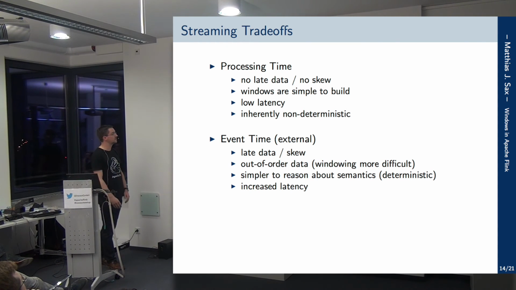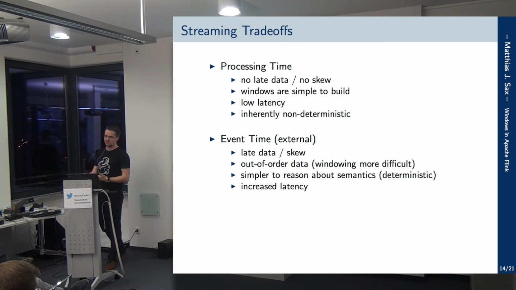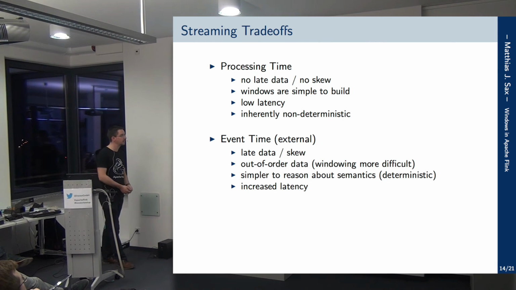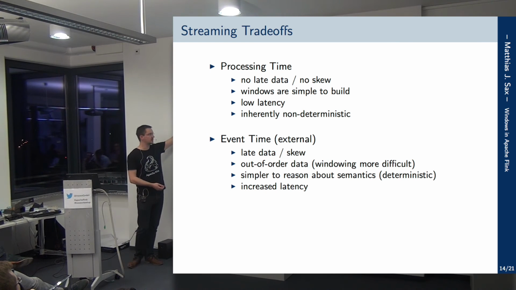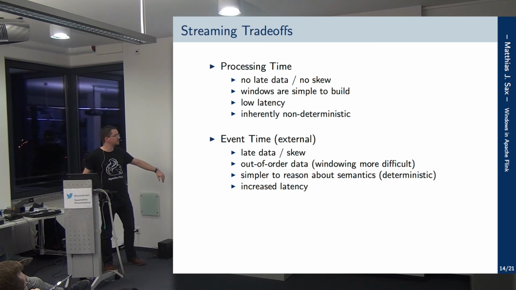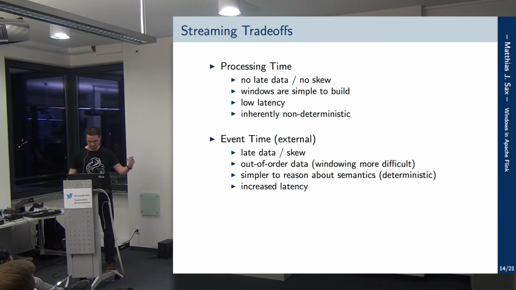Then the next thing is event time. And that is important, it's external event time. That means when the data is ingested, it carries already a timestamp from the device that created the data. In this case, we have the problem that data can be late. We have skew, that is what we saw already. Data can arrive out of order, and we have this windowing problem. However, we can reason about the semantics now. It's deterministic. We know how we can compute the windows using the watermarks. The only thing is we have a slightly increased latency, because once in a while we need to delay the computation a little bit until we see the watermark actually.